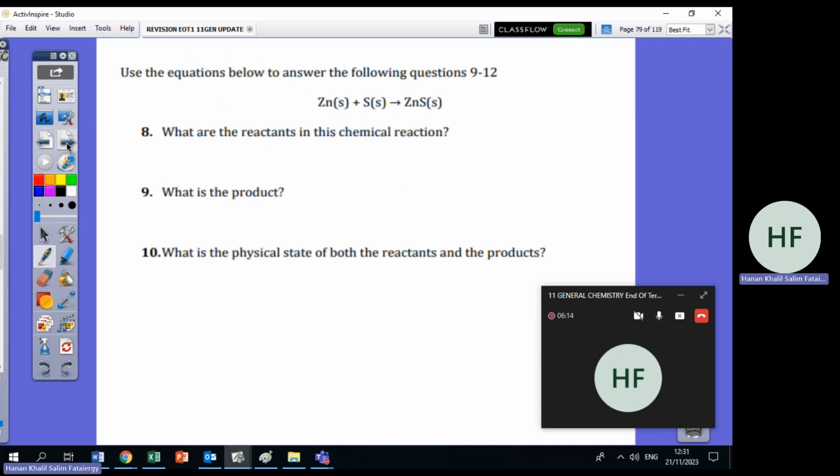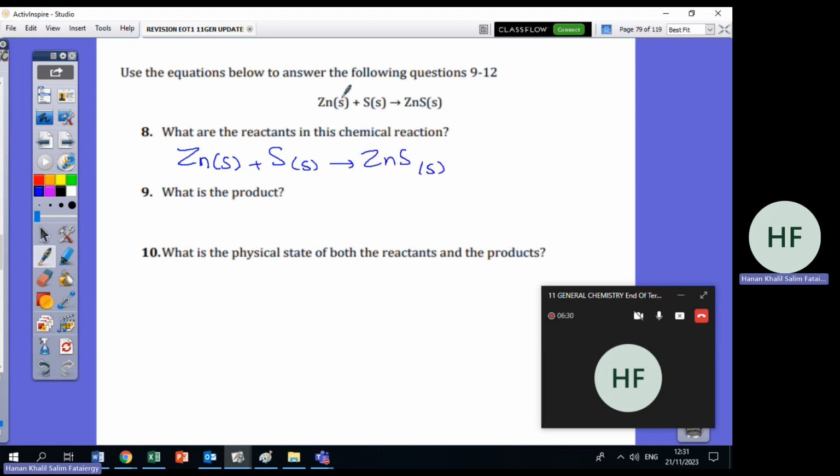Now pause the video and answer the question. What are the reactants in this chemical reaction? Reactants are anything before the arrow: ZnS plus S. This will give you ZnSS.